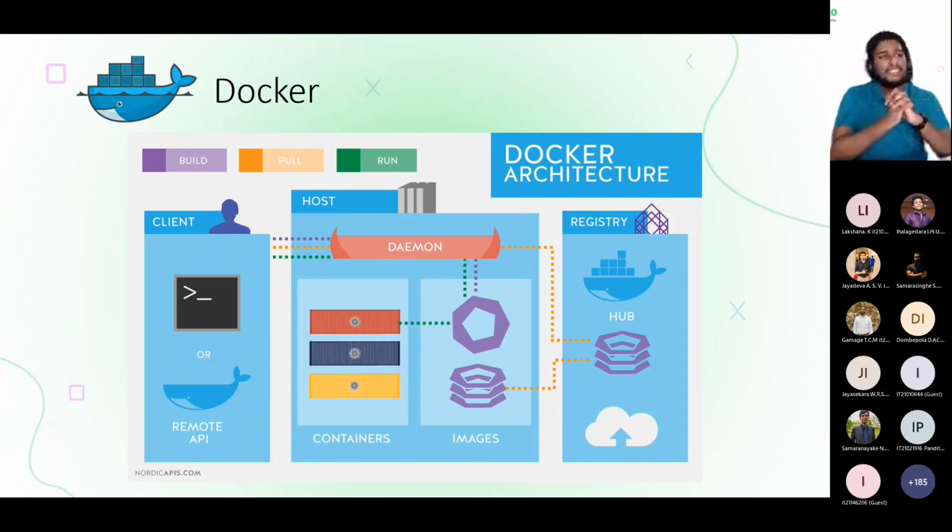So in the Docker architecture, they are using host services, and they contain what you can see here called images. These are called Docker images, and these are the Docker containers. They are interconnected with the Docker registry. In the Docker registry, they are maintained separately as Docker Hub. So that's all about Docker.